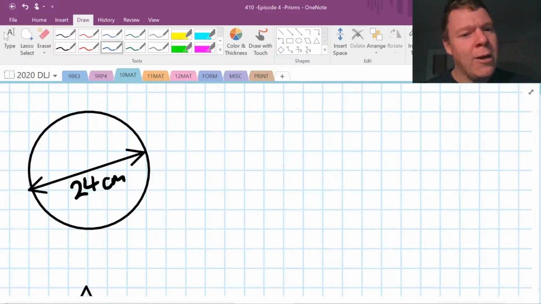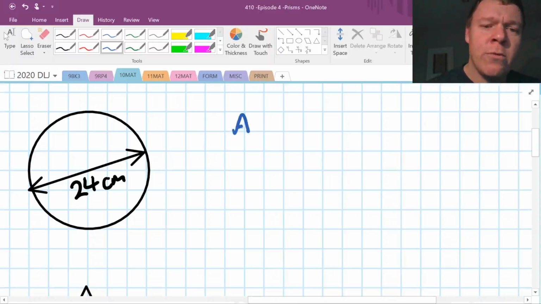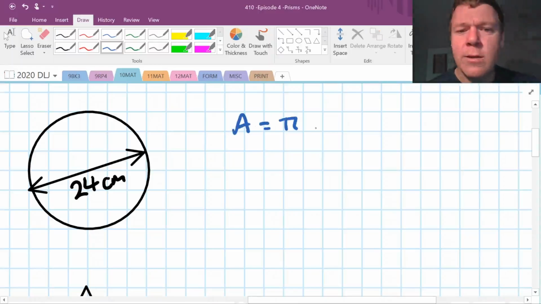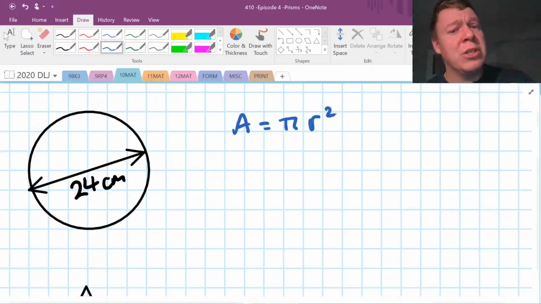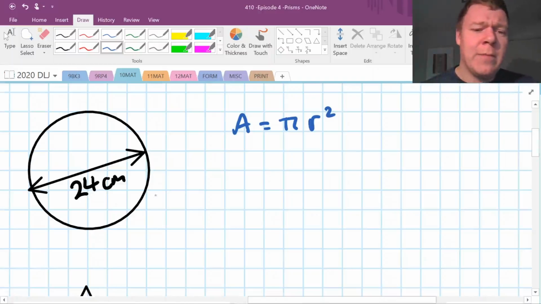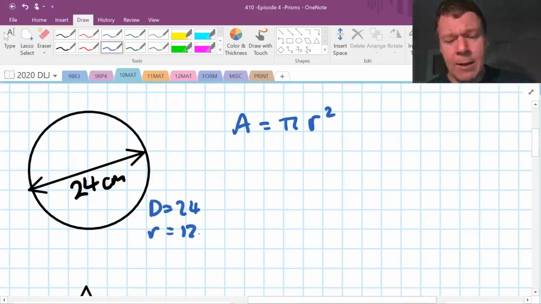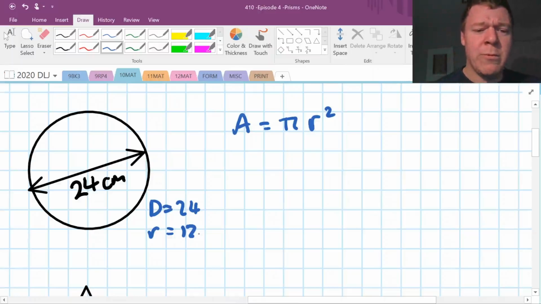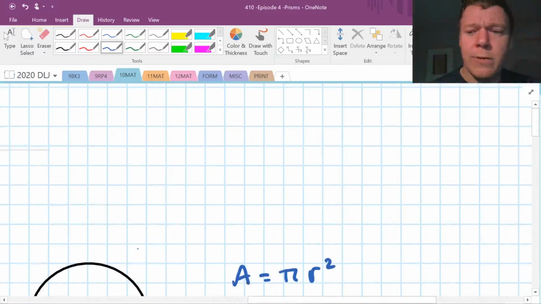Okay, we have been given a diameter this time. But you will know this formula off by heart now. Area equals pi radius squared, not diameter. Now I'm going to show you how you can change the formula into a formula with diameter in it. But of course you could just say diameter equals 24, so radius equals 12. That's great. But sometimes you want to have it all included and just go straight to a formula.